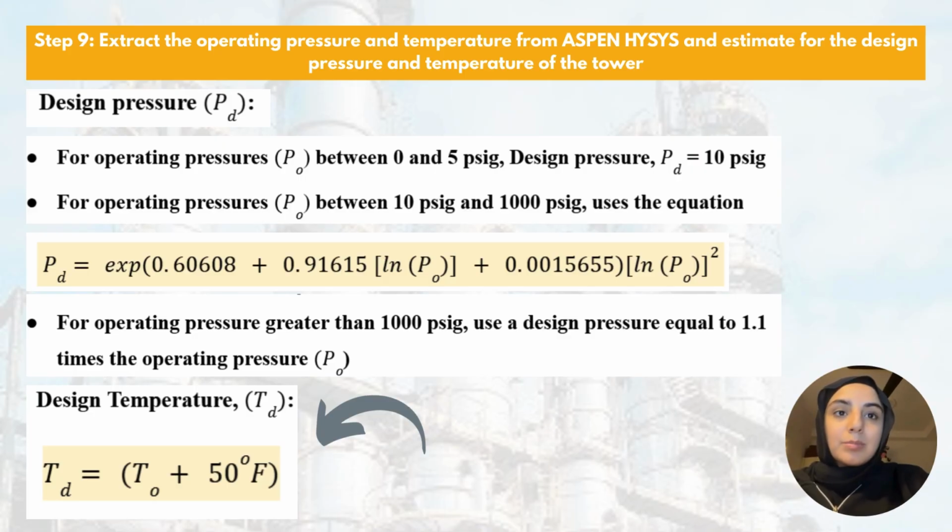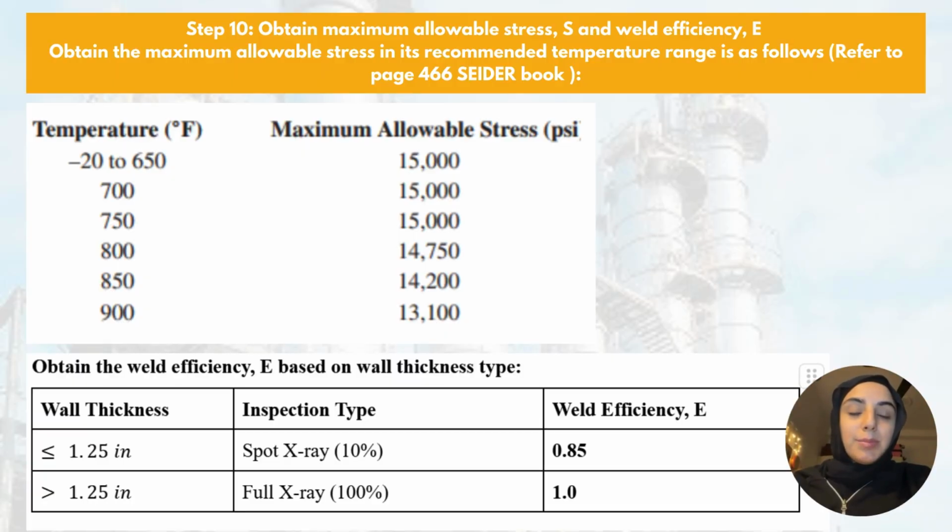To ensure the mechanical strength, we determine the maximum allowable stress based on the design temperature and the weld efficiency depending on the wall thickness and inspection type. These values can be found in the Sinnott book as shown in the slide as well, and more details of the mechanical design will be further explained.